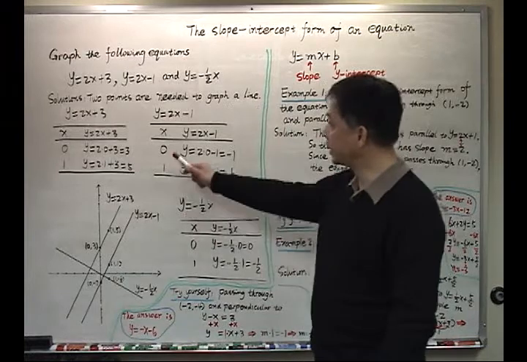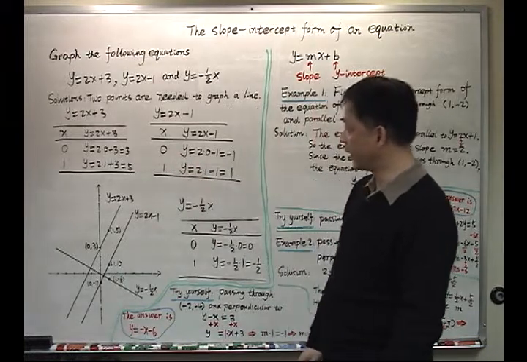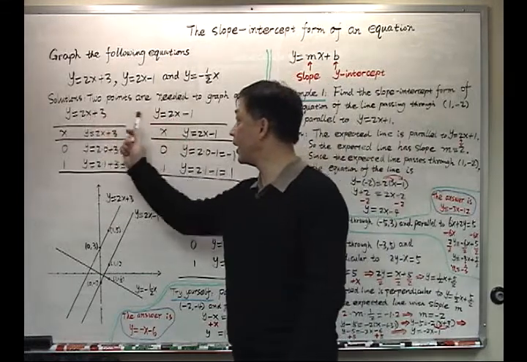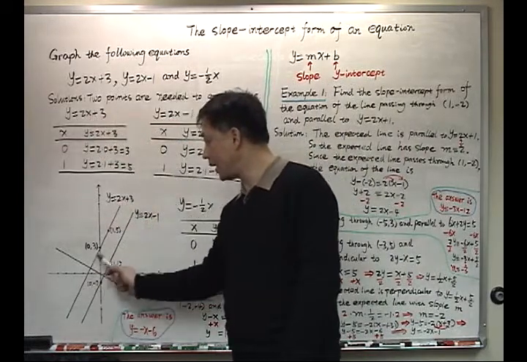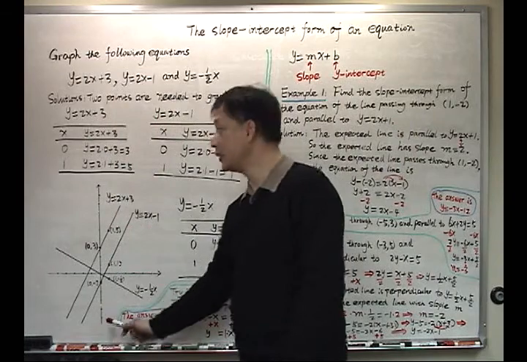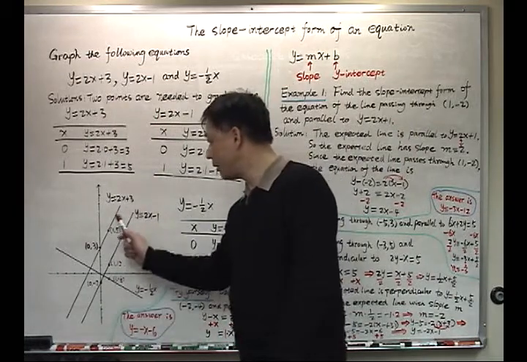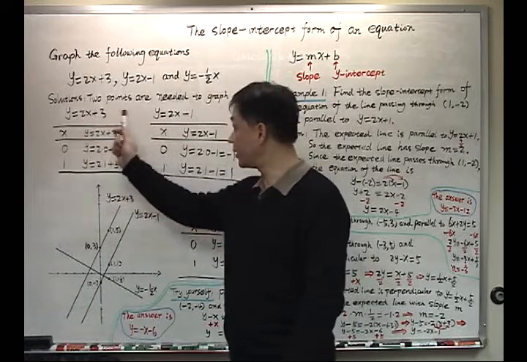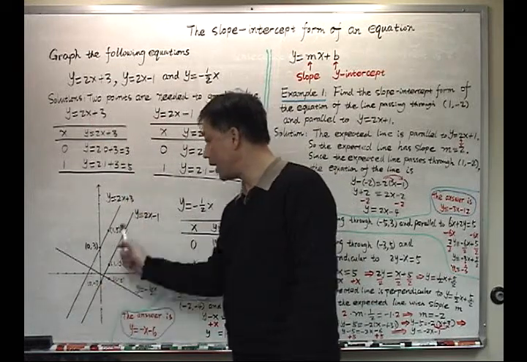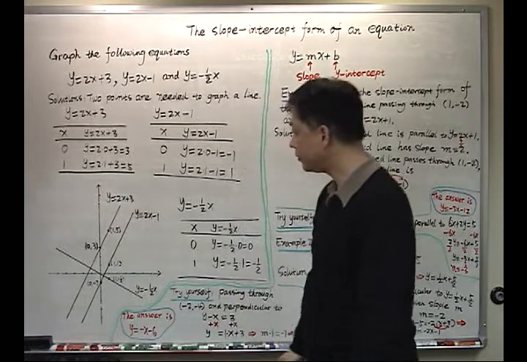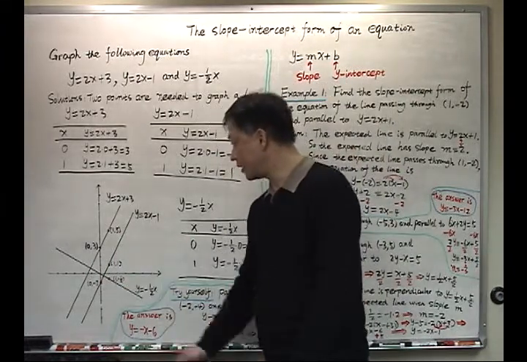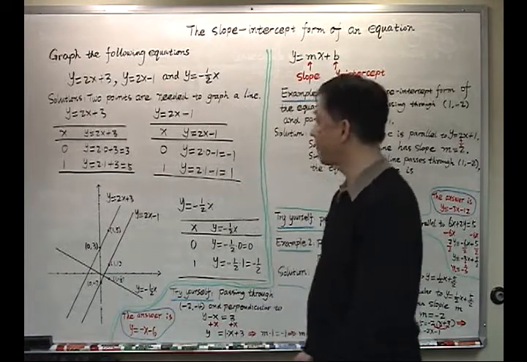So we choose 0 and 1 because those two are easy values. And then you can see the slopes are the same. This line is parallel to this line. So slopes are the same, and the lines are parallel. And here -1 is the y-intercept again.